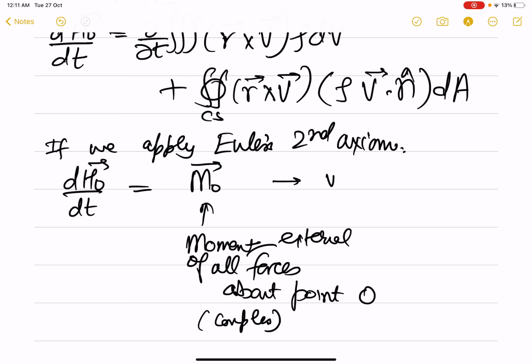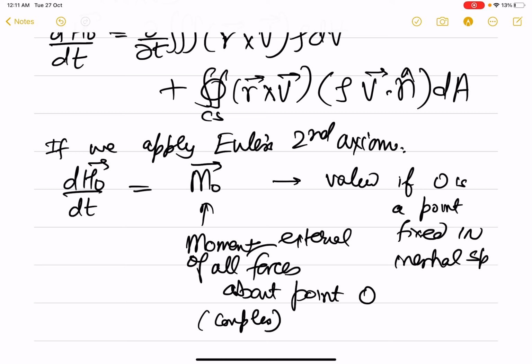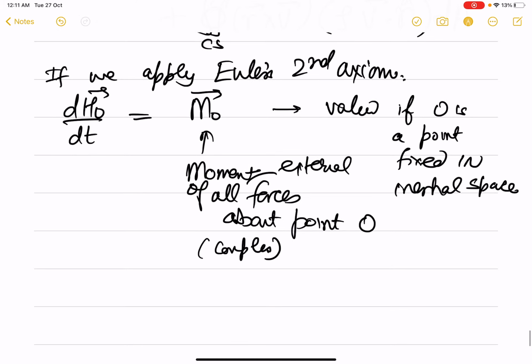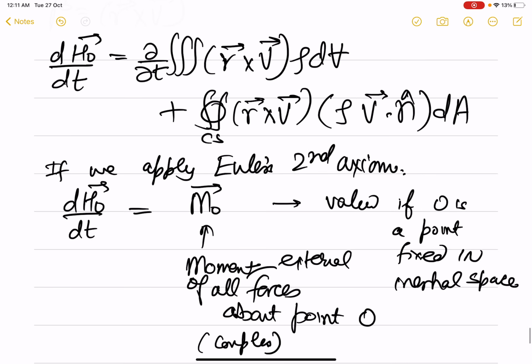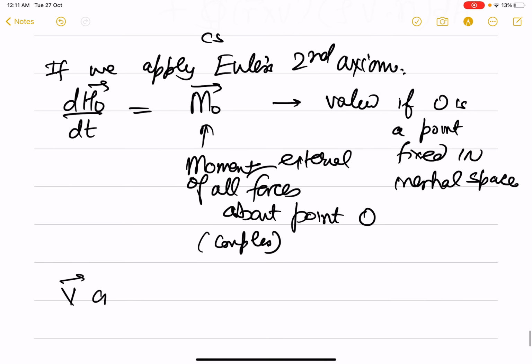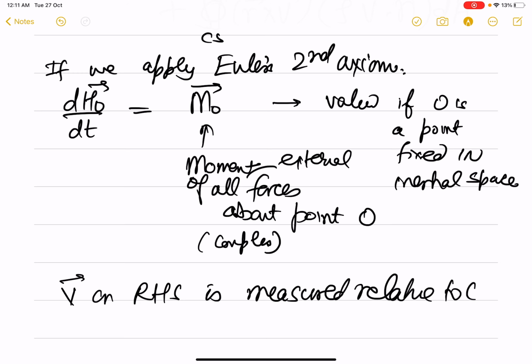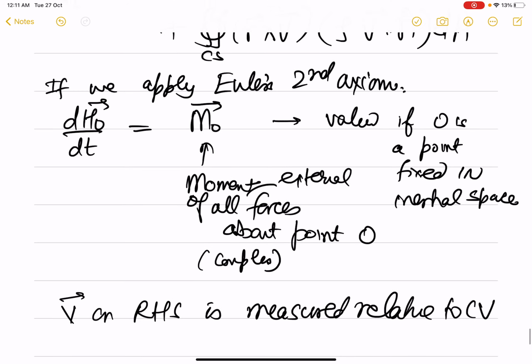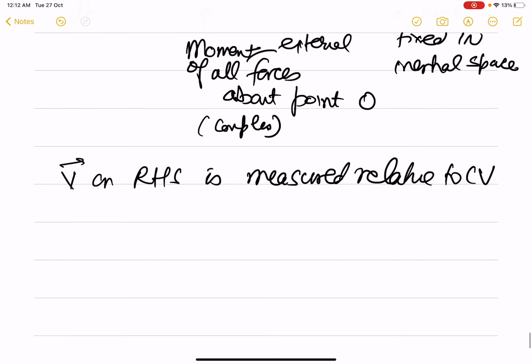And this is valid if O is a point fixed in inertial space. So if O is a point which is fixed in space, then we have this equation, and the velocity V on the right hand side is measured relative to the control volume. So for this, the point O has to be a point fixed in space.